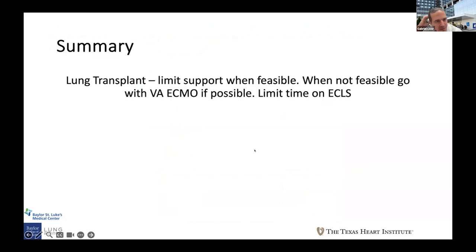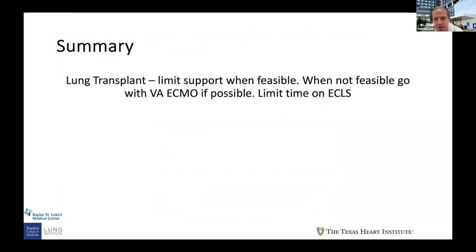So in general, I think the take home in lung transplant is that we try to limit the support when feasible, but when it's not feasible, VA ECMO should be the go-to standard. We should probably limit the exposure whenever possible, because a lot of dissection can be done without the circuit. But the threshold is going to vary substantially.